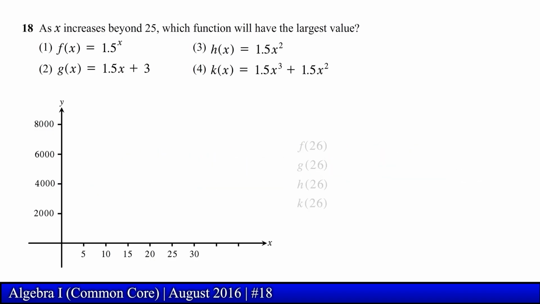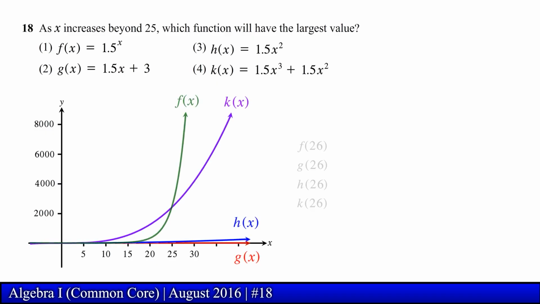If we were to graph each of the given functions on the same graph, we would obtain the following. Notice that the function of the first option has the largest y value when x is greater than 25, followed by the function of the fourth option, then the function from the third option, and the smallest y value is from the function of the second option.